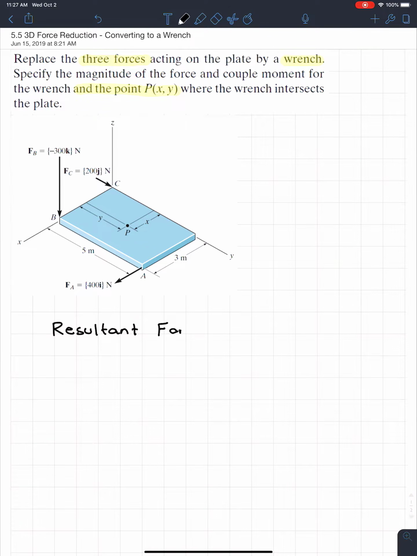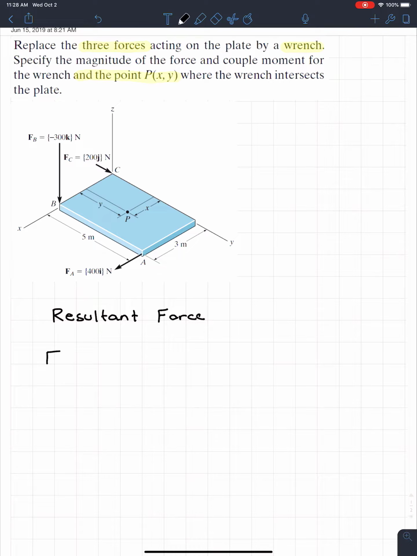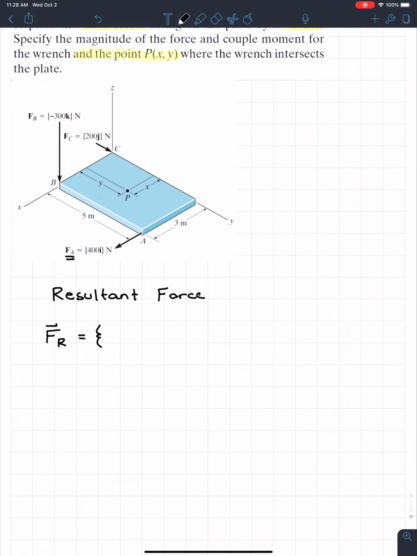And what's really nice is each of those forces is in a different direction. So we can tell that the resultant force, Fr, in Cartesian vector notation, so it's going to be the squiggle brackets, will be something i. So if we look in the x direction, there's only one force that goes in that x direction, and that is Fa, right here. It's the only one that has a component in the x direction. So we know that the resultant force is going to be 400i.